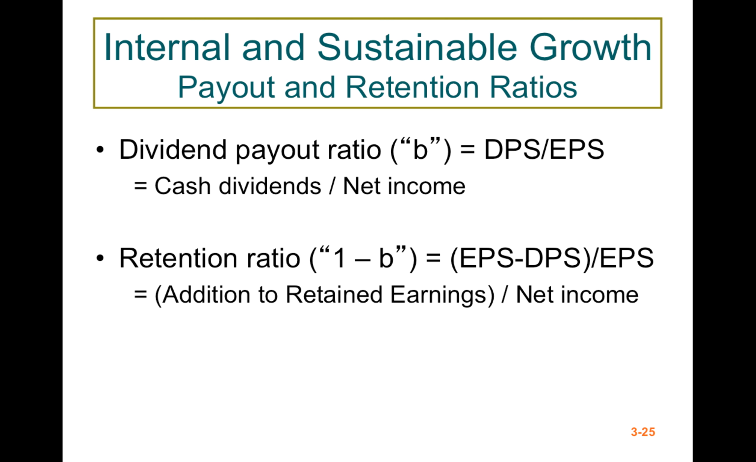And the retention ratio is one less that B variable, where you're looking at your equities per share less your dividends per share over your equity per share. And you consider this addition to retained earnings over net income. So really, firm's net income is going to be divided into dividends and, of course, retained earnings.